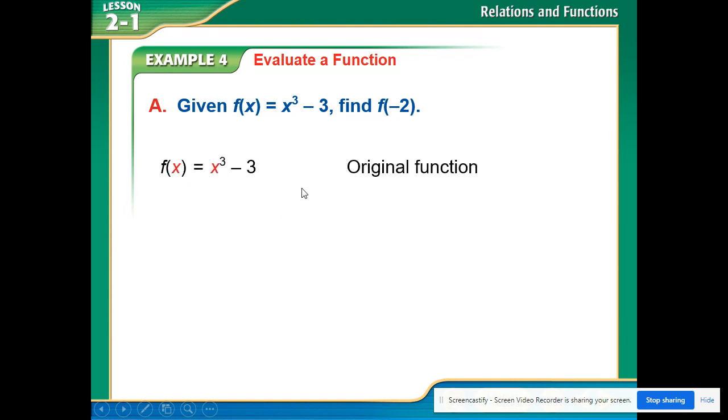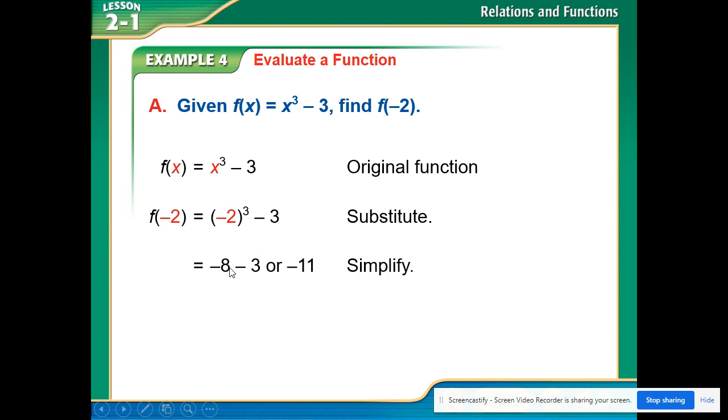So here's the original, and as I said, we're putting -2 in. We're putting -2 in there and -2 in there, and then we're just going to forget about this part over here on the left. Now we're just going to solve this. -2 cubed is -8 minus 3, or just -11. And so my answer is just the -11, and I am just looking for that one value.